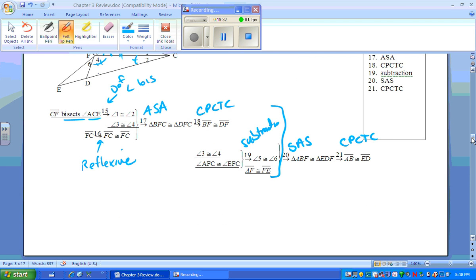There's the lesson all the way up to doing the proofs. Hopefully that went well for you. That will be about 60% of tomorrow's test.